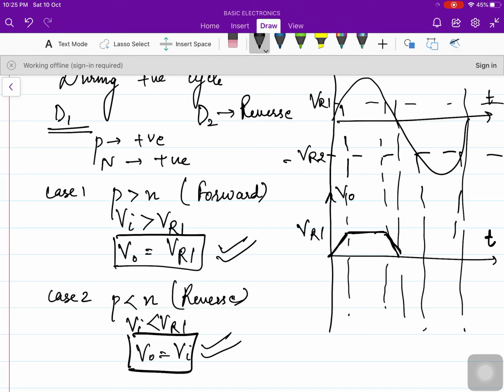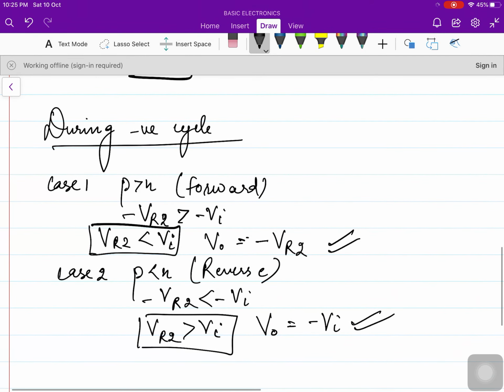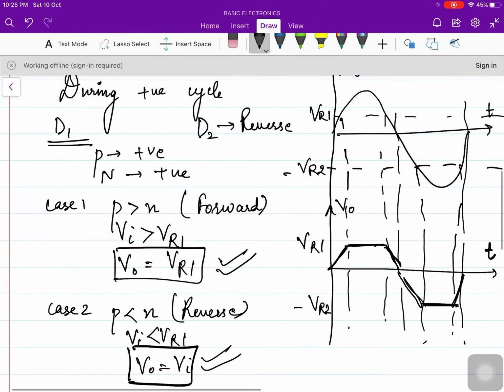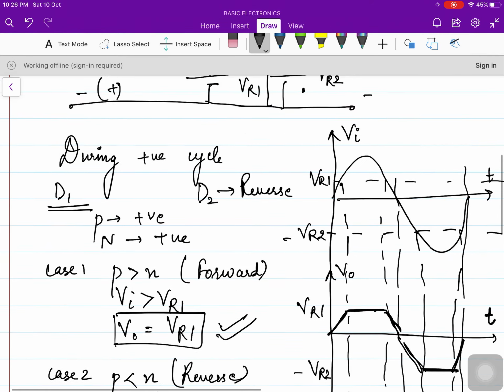Now for the negative cycle, again we have two cases. The cap portion is always the one where Vi is greater than Vr. So this is the one. So when Vi is greater than Vr, it is minus Vr2. That means this. And for the rest of the portion, it is minus Vi. So that is this. So the caps of both the half cycles are clipped off in this case, and hence it is a combination clipper.